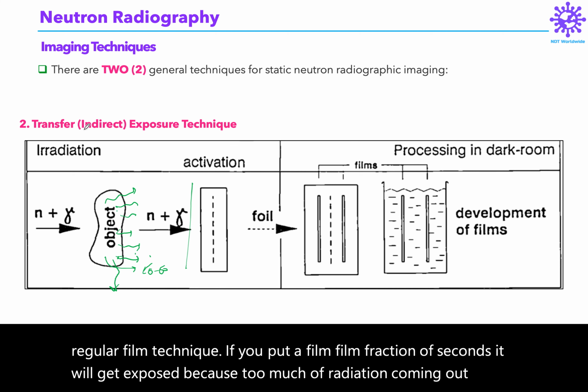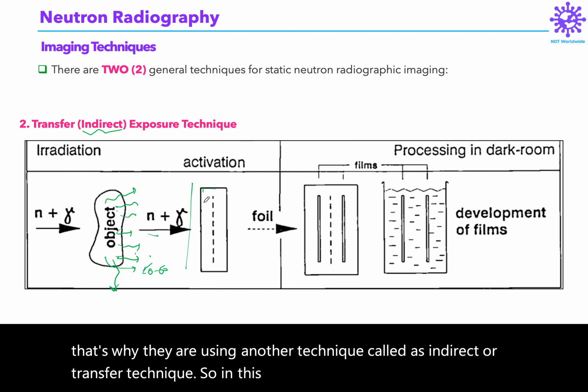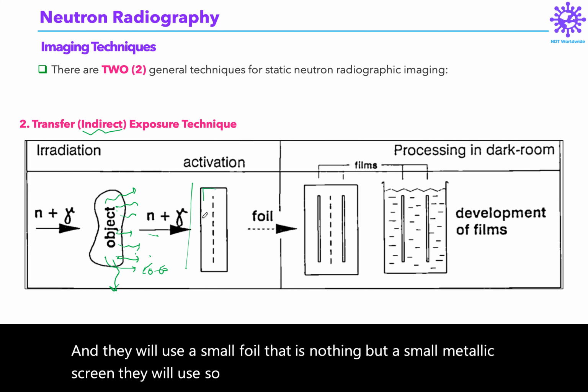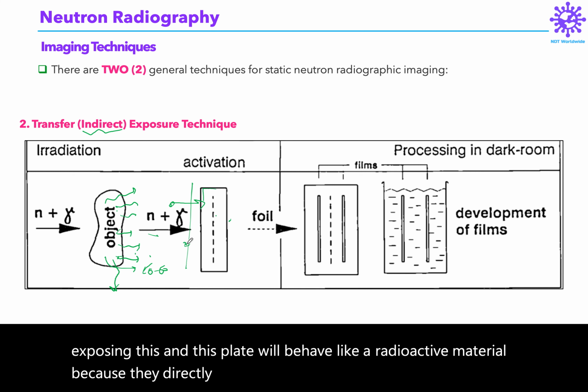So that's why they're using another technique called the indirect or transfer technique. In this technique, they will use a small foil, that is nothing but a small metallic screen. So what happens, the neutrons and gamma expose this, and this plate will behave like a radioactive material because it is directly hit with the neutrons.